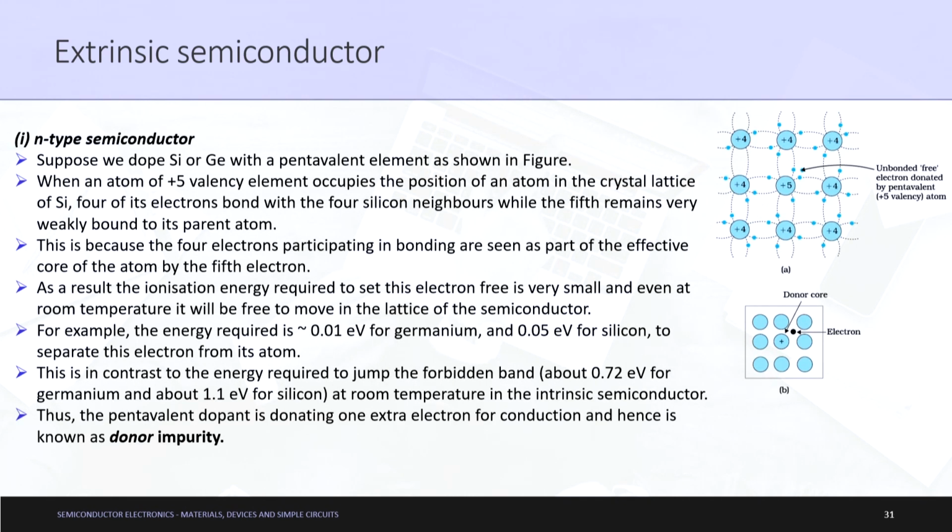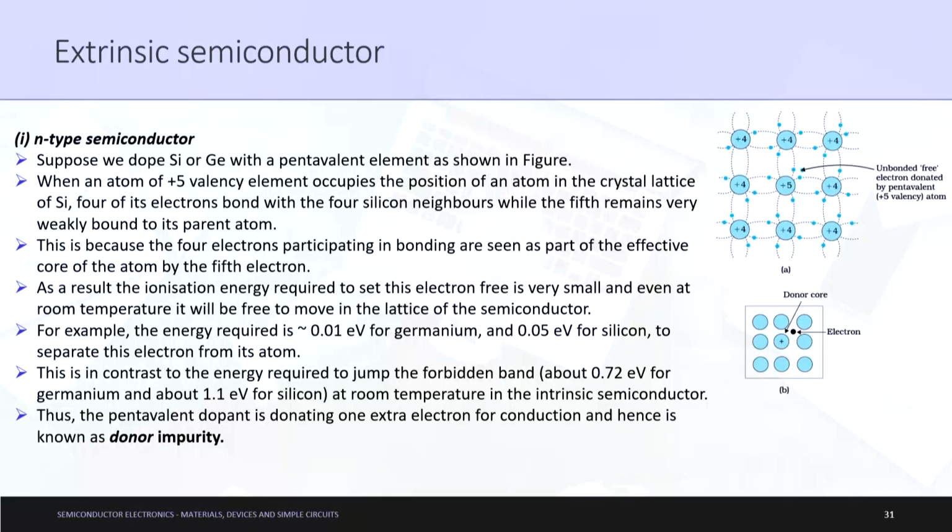Let us move on to the first type, that is n type semiconductor. One is n type, another is p type. Let us first understand what n type semiconductors are. Please remember, extrinsic semiconductors are of two types, while intrinsic semiconductor is only one. So, let us understand the n type semiconductors.